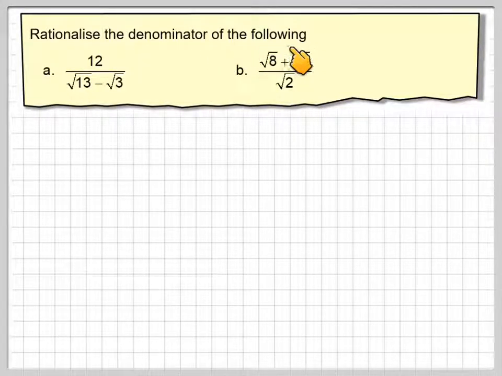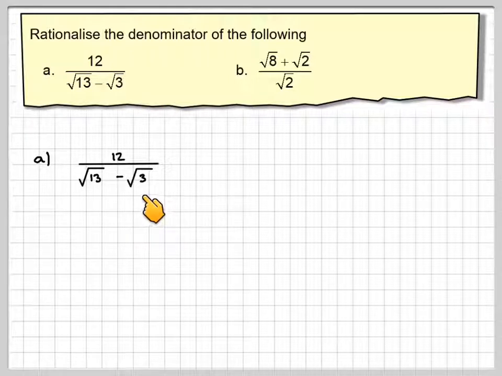Rationalise the denominator of the following. So we've got 12 over root 13 minus root 3 to begin with. So we've got root 13 minus root 3, and we've got 12 in the numerator.